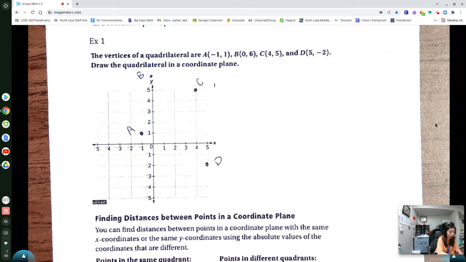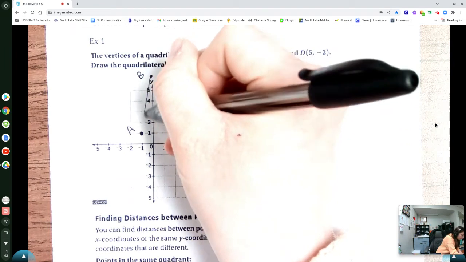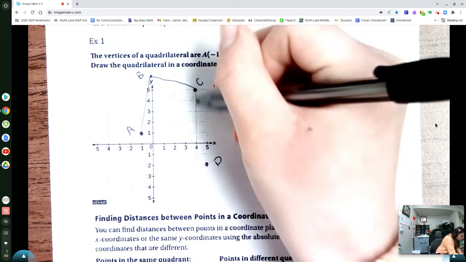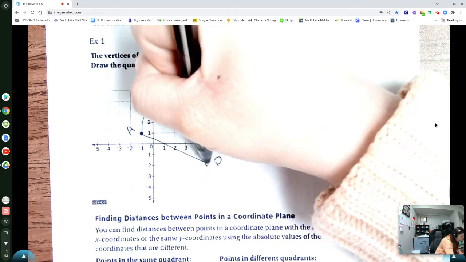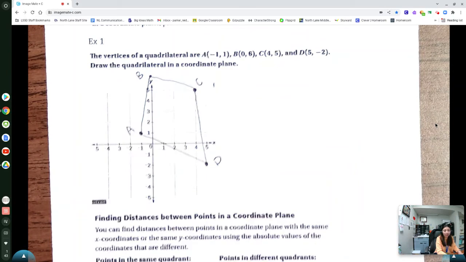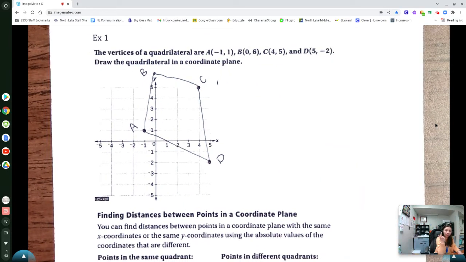Now to actually draw it, I'm just going to connect it. I really should take a ruler to make the lines more straight, but I'm going to just do my best to connect them. There, there, and there. And there we go. We now have a quadrilateral in the coordinate plane. And that is all this is asking us to do, is to simply draw that quadrilateral. Plot the vertices, connect the vertices.